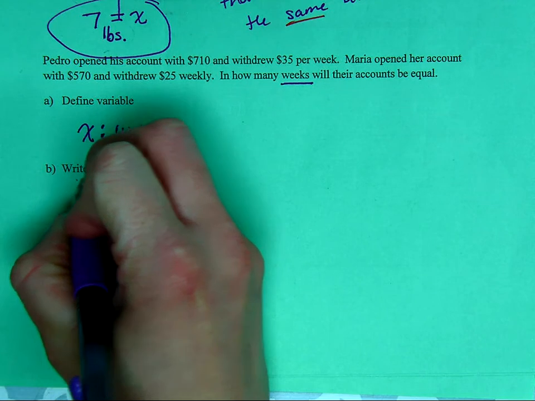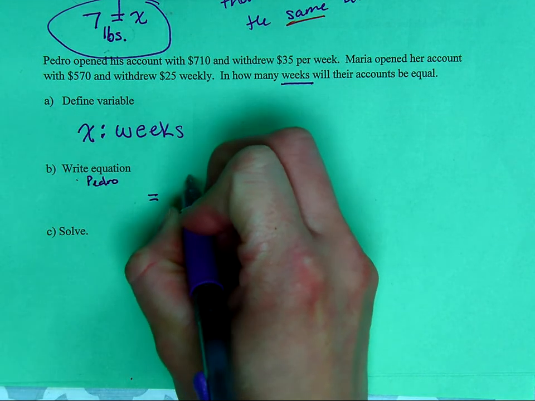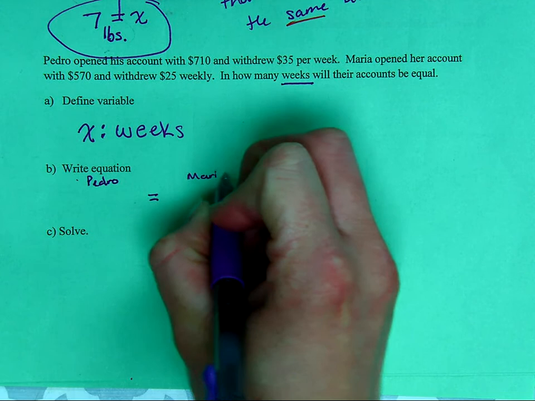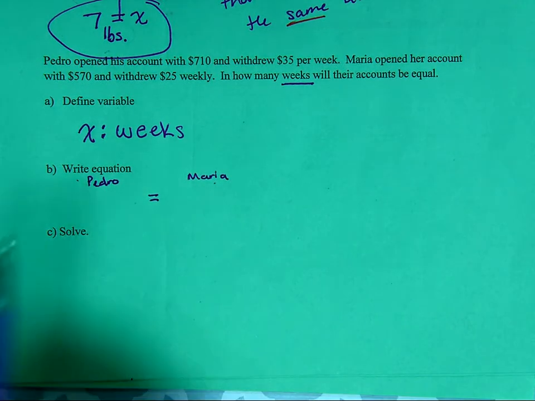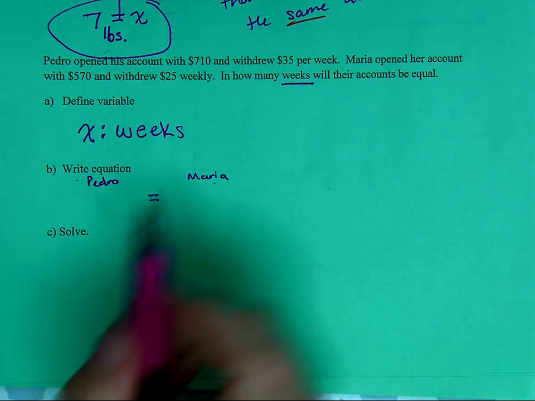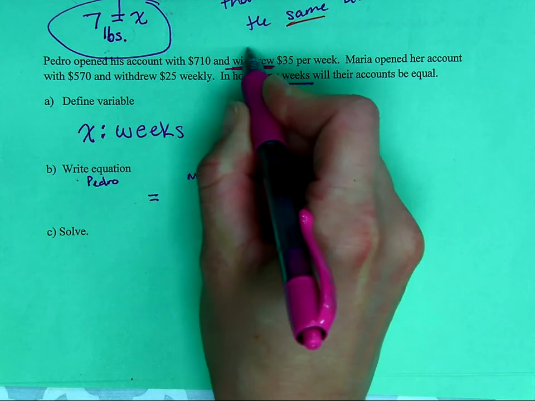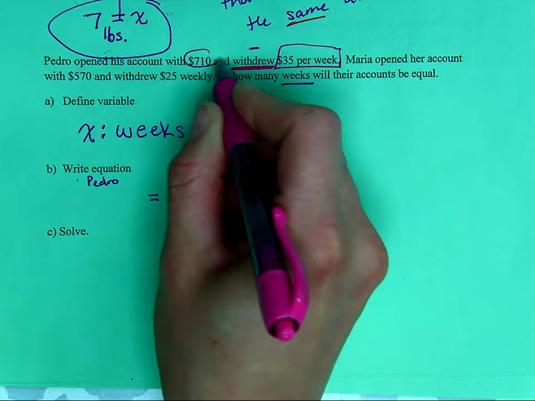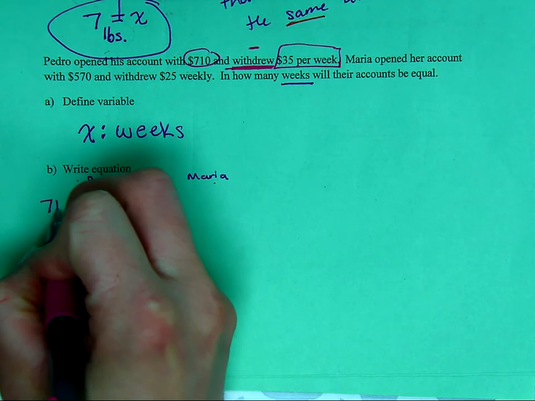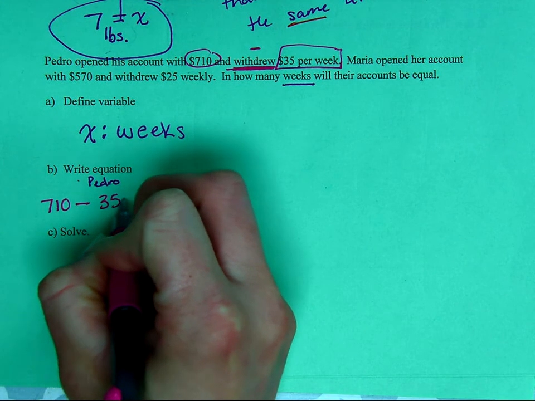So you don't have to label your equations with the different sides. It's good to show you guys this. So the more you do them, you might not be labeling your sides. But Pedro, I know, had $710, and he withdrew, meaning subtraction, $35 a week. So he started with $710. He's withdrawing $35 every week.